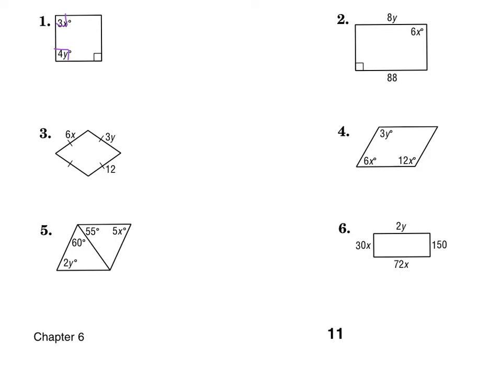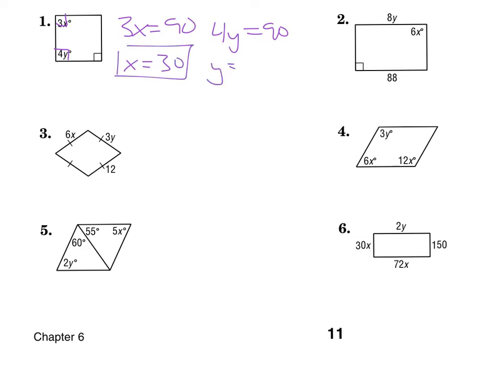We know that right angles are 90 degrees, so 3x equals 90 and 4y equals 90, and it's easy to continue to solve for these. So x equals 30 and y equals, what's that come out to, 45 over 2. If you wanted to give me 22.5 instead, totally cool with that.